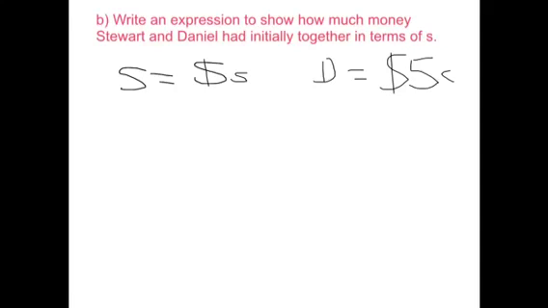For B, you need to write an expression to show how much money Stuart and Daniel had initially together in terms of S. To write an expression to show how much money that Stuart and Daniel had initially together in terms of S, you would first write S equals $S and D equals $5S. To show this, you add S and D. This would be $S plus $5S.